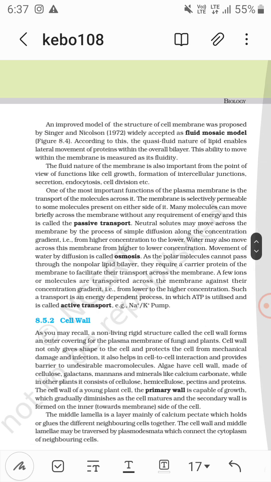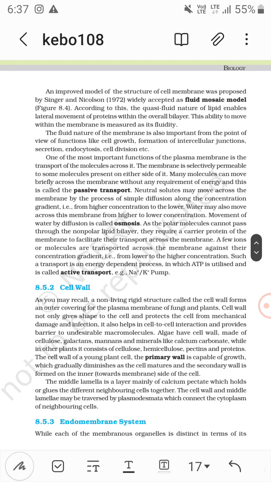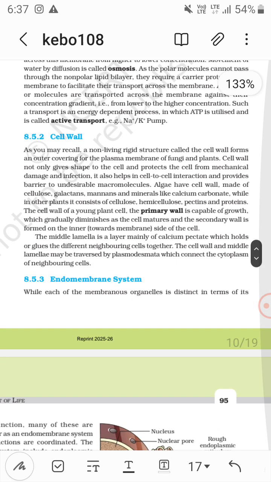And then the plasma membrane is selectively permeable. It shows passive transport, osmosis, and active transport. Osmosis is the movement of water from higher to lower concentration, and active transport is like the sodium and potassium pump. Passive transport is without loss of energy, also from higher to lower, and an example is neutral solutes.